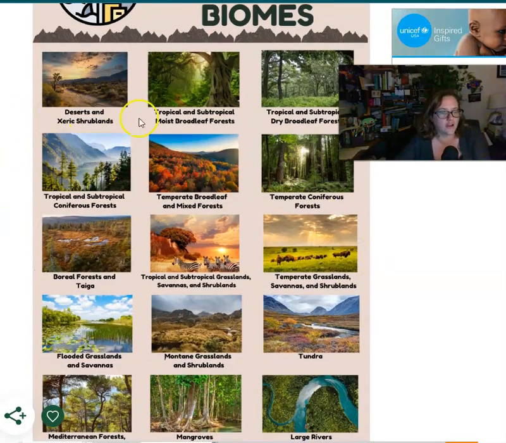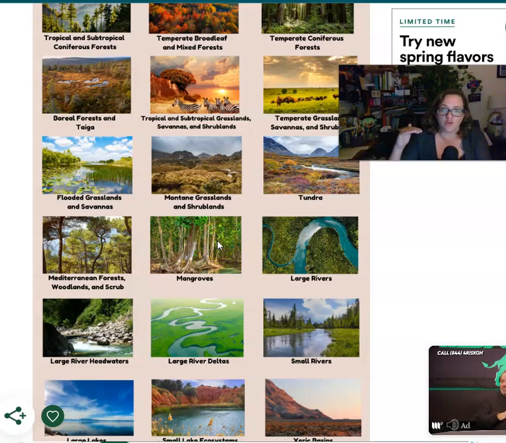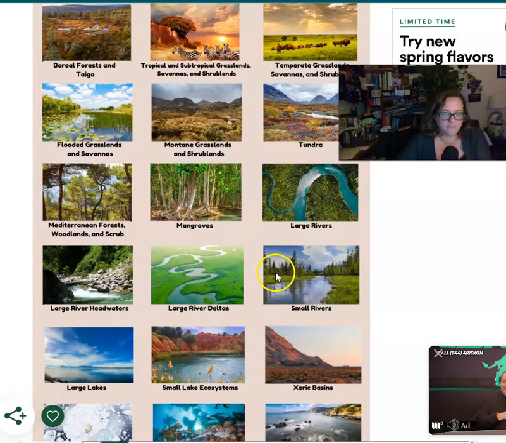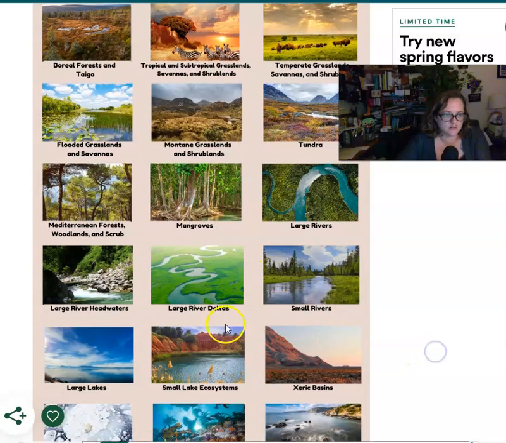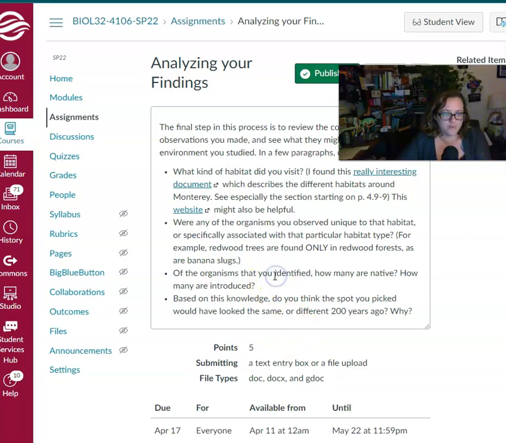Here's a nice picture that shows you what these different things look like. You're not going to be in a mangrove unless you're literally where mangroves grow, which would be a tropical region. But yes, that's how you can get that. You could go in and say, of the 10 species you looked at, were any of them unique to this habitat? That's called being endemic.